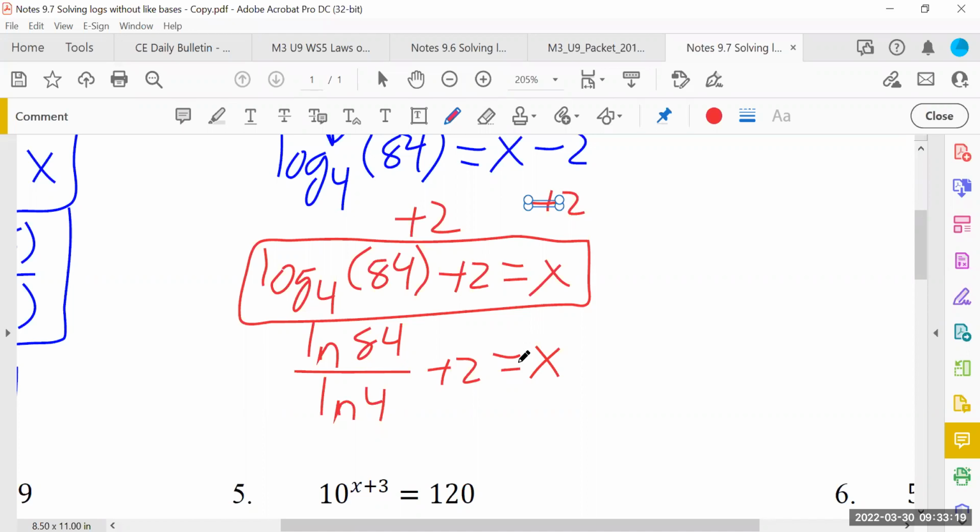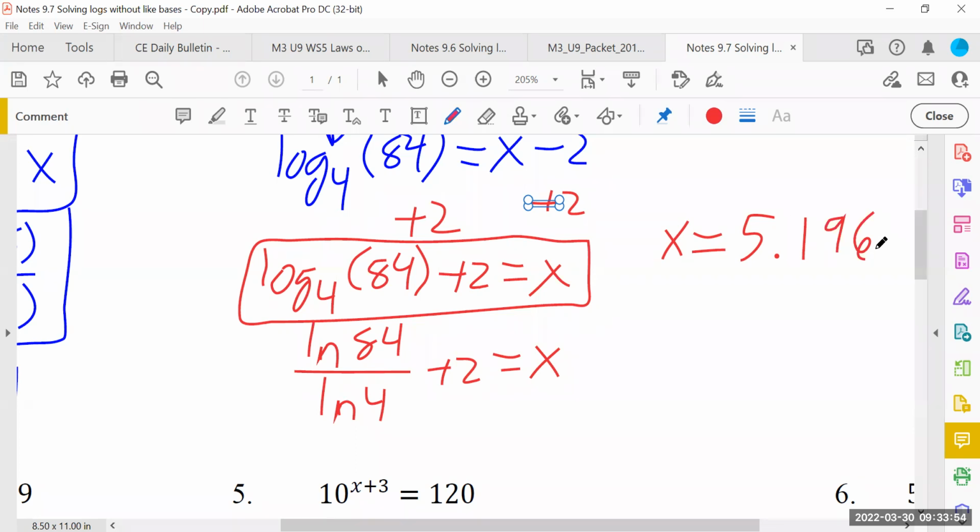Get an answer and then add 2 to it. Five point. So what's the decimal points? Let's get 3.196. Somebody over here, did someone do it with natural log? We got the same answer.